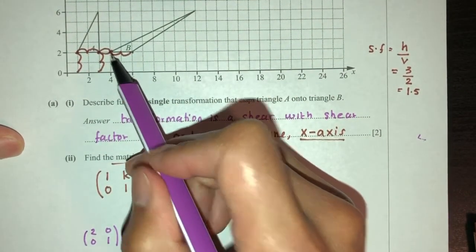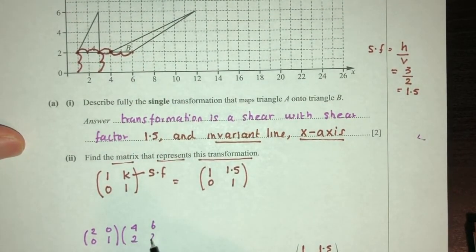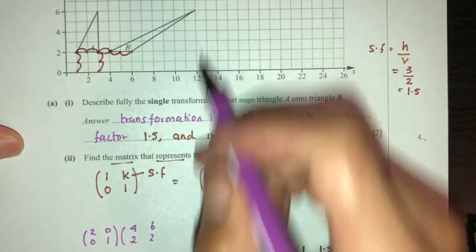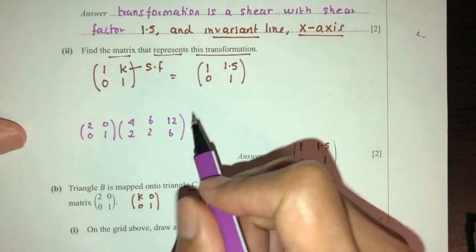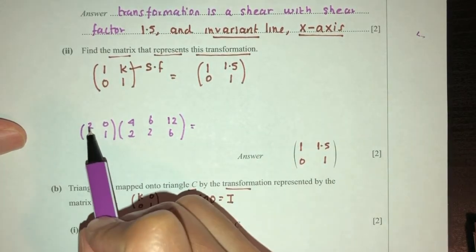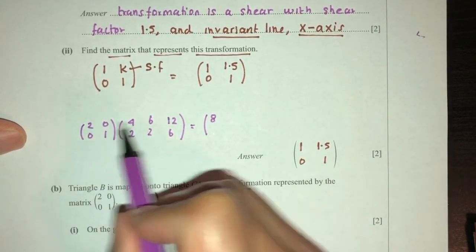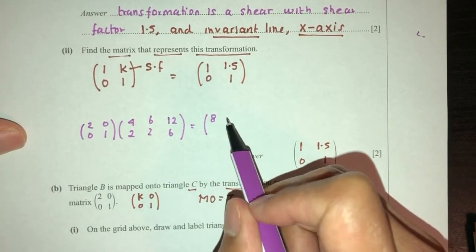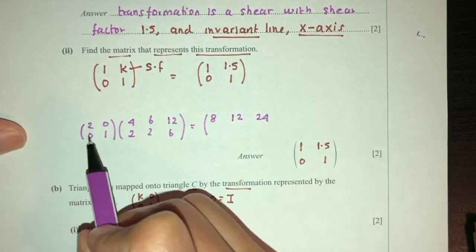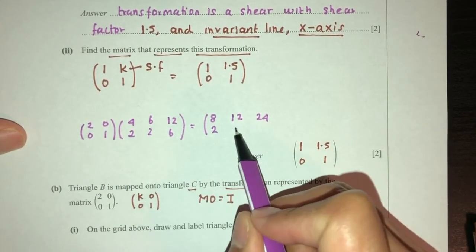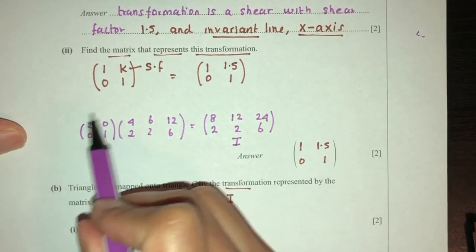Let's find the points of triangle B. Here we have 4, 2. Then we have 6, 2. Then we have 12, 6. Let's do that to find the image. This times this, you will have 8. This times this, you will have 12. And this will be 24. And this times this, you'll have 2, 2, 6. This is your image under this transformation.